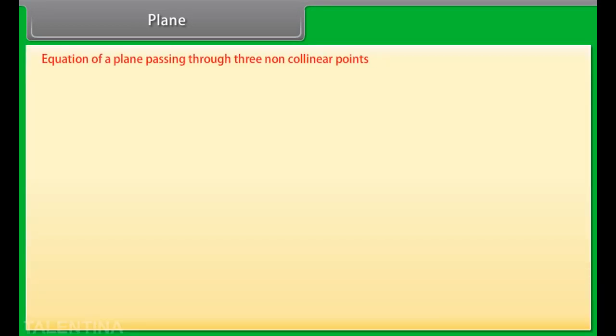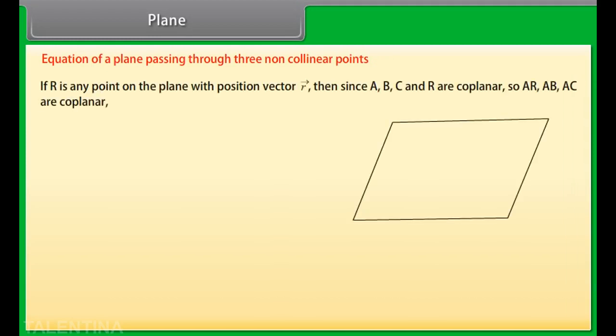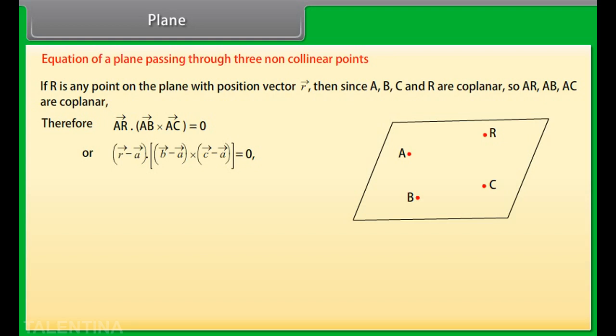Equation of a plane passing through three non-collinear points. If R is any point on the plane with position vector r, then since A, B, C, and R are coplanar, AR, AB, AC are coplanar. Therefore, the dot product of vector AR and the cross product of vector AB and vector AC equals 0. Or the dot product of (vector r minus vector A) and the cross product of (vector B minus vector A) and (vector C minus vector A) equals 0.